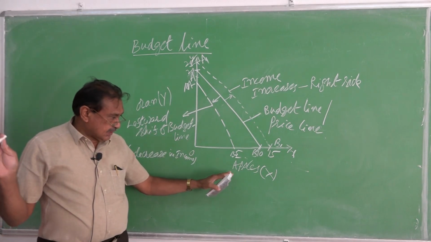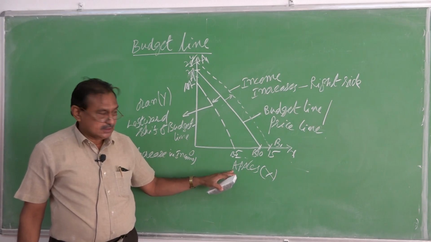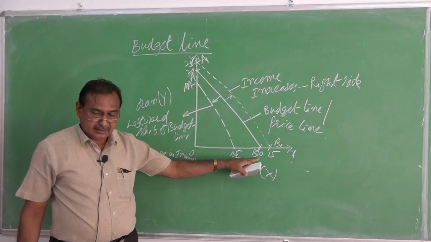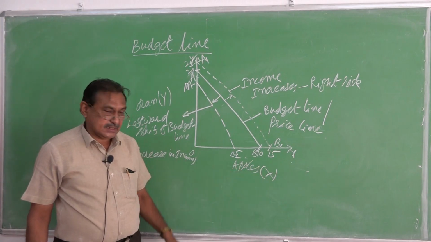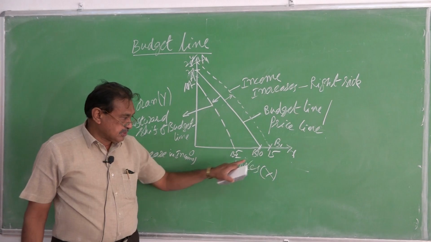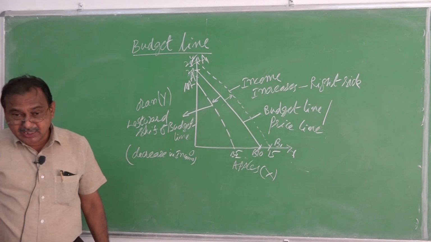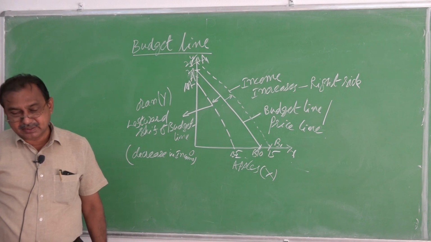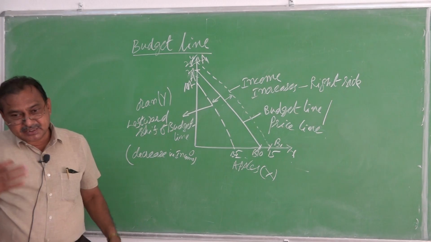What is the price of the apple? 10 rupees. That's why we got 10. Now the apple cost decreases from 10 rupees to 5 rupees. We can purchase more apples or less apples? If the price of the apple decreases, we can purchase more apples.